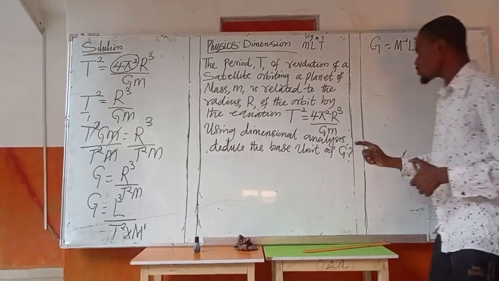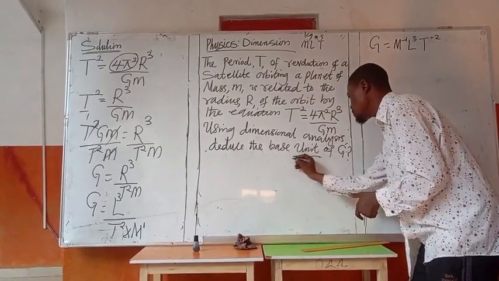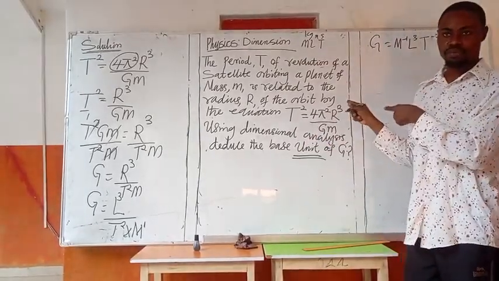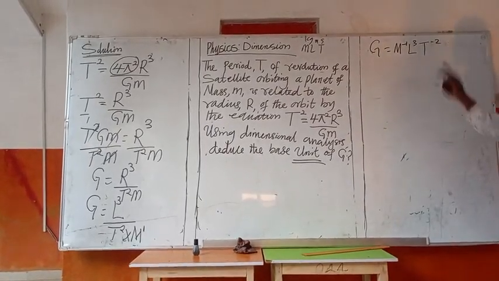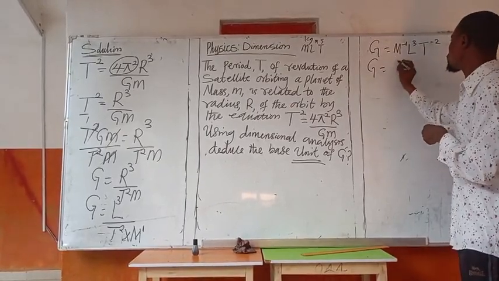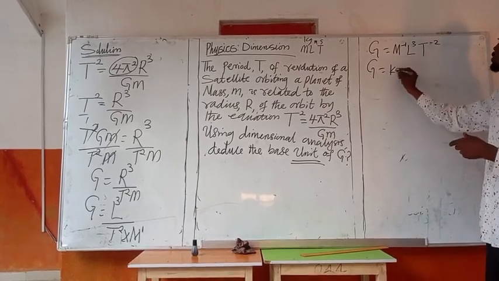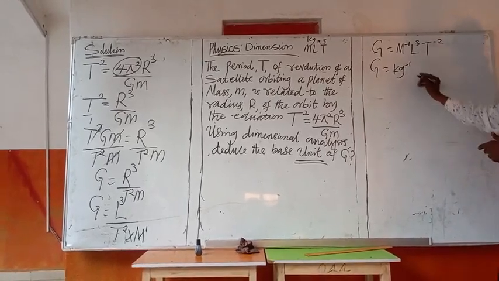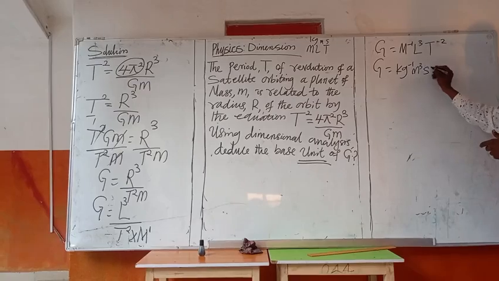But they ask us, using dimensional analysis, to deduce the base unit. Don't mistake. Base unit, not dimension. Which means you have to convert all this dimension back to unit. Which means you are going to have G is equal to, this is mass. What is the unit of mass? Kilogram, which is kilogram raised to power minus 1. The length is meter raised to power 3. Then time is seconds raised to power minus 2.